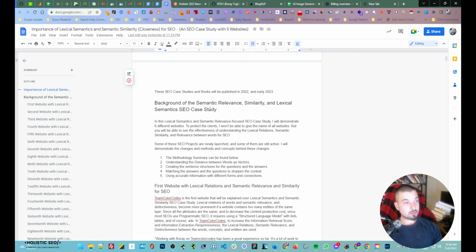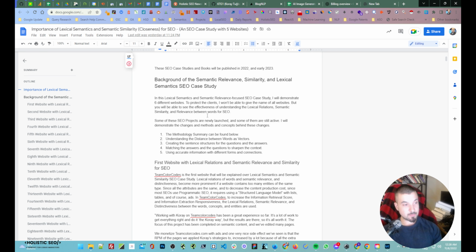So, background of the semantic relevance, similarity, and lexical semantics SEO case study. And I can tell that actually I have used some methodological explanations here, but let me just define these things first. So first of all, when we say semantic relevance, actually you should understand that it is something different than what we mean with similarity. Two things might be similar to each other, but it actually doesn't make them relevant to each other, at least for certain types of contexts.